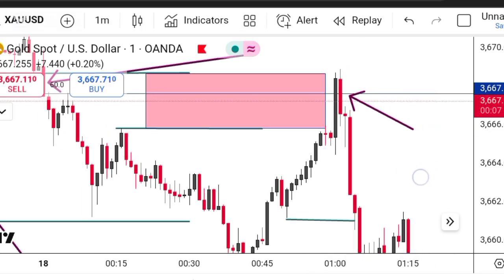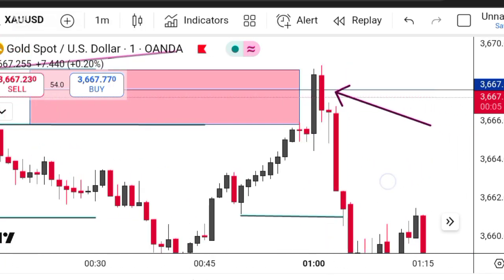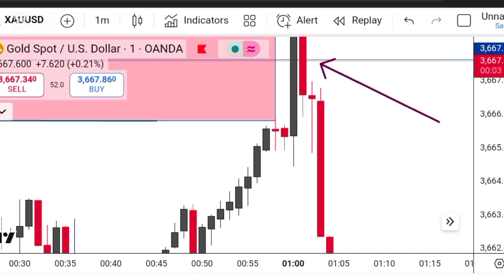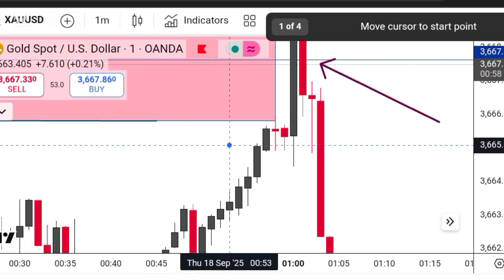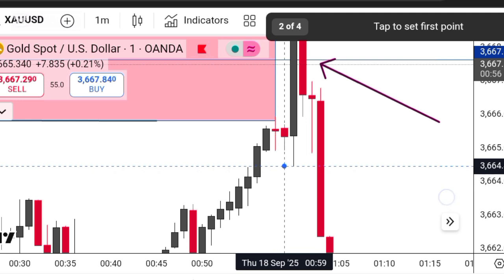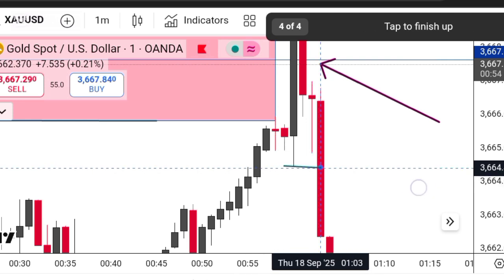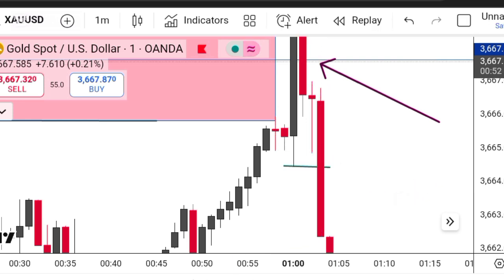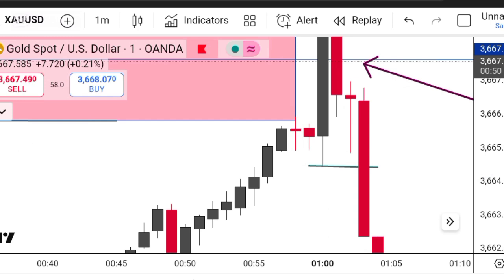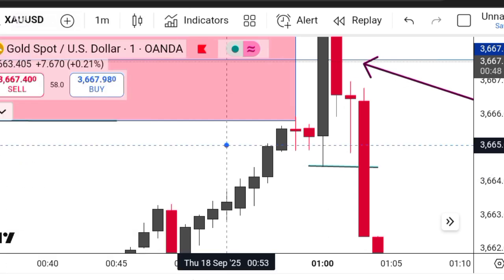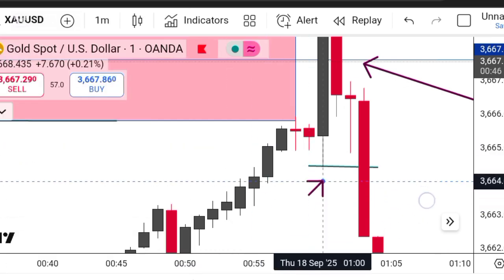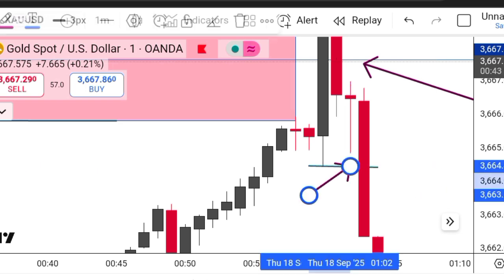Once that happened, you should look for a break of market structure. And we have a market structure shift at this point. That is to say, the market has broken structure at that point. That is our BOS right there. This is your M15.